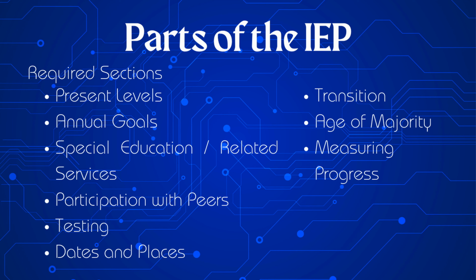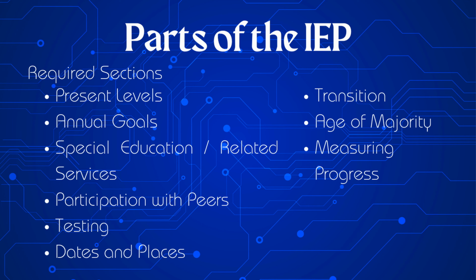Special education and related services. This section states what specially designed instruction and related services, such as speech therapy, will be delivered and how often they will be delivered. Participation with non-disabled children. The IEP must state how much the student will participate with non-disabled children and review the least restrictive environment. Testing. This section will state whether the student will participate in state testing and what accommodations will be made for testing. Dates and places. Every IEP will state when services start, when the IEP needs to be reviewed, and where the services will be provided.